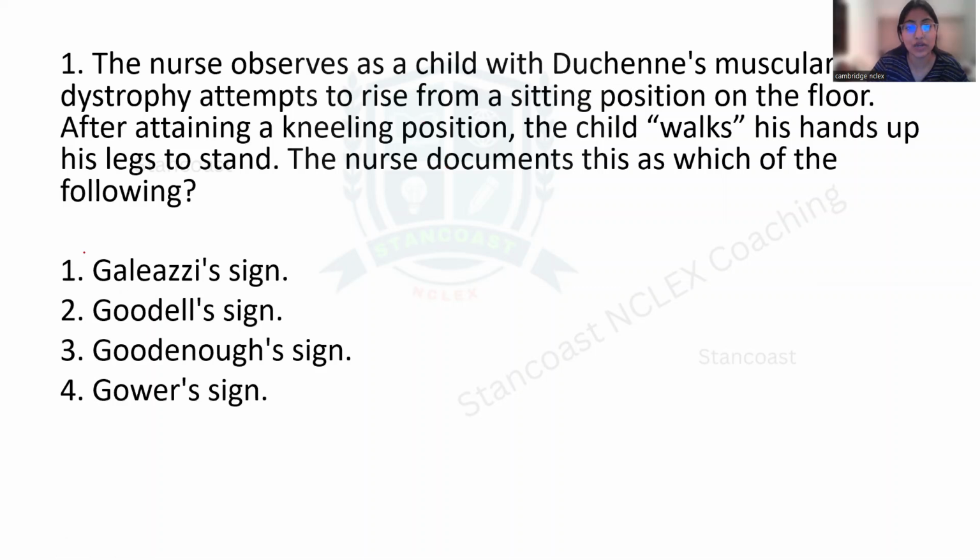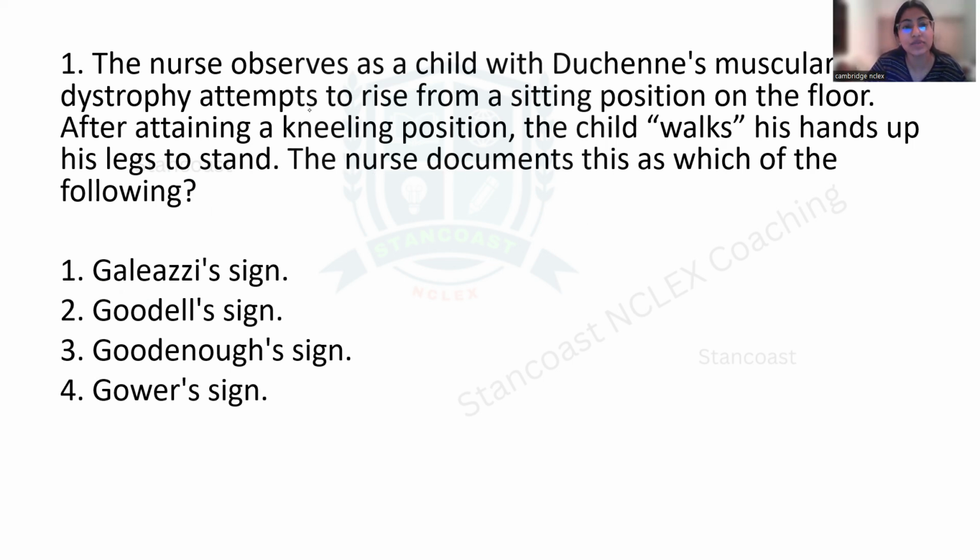So in the first question, it has been given that a nurse observes a child with Duchenne's muscular dystrophy attempts to rise from a sitting position on the floor. After attaining a kneeling position, the child walks his hands up his legs to stand. The nurse documents this as which of the following?